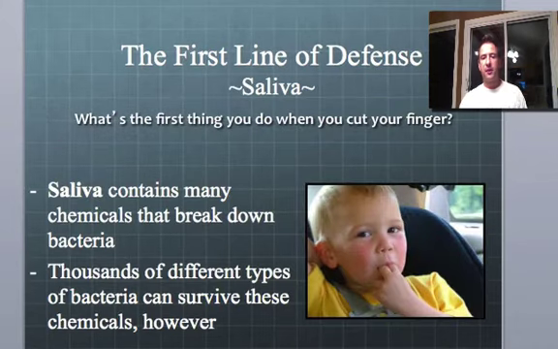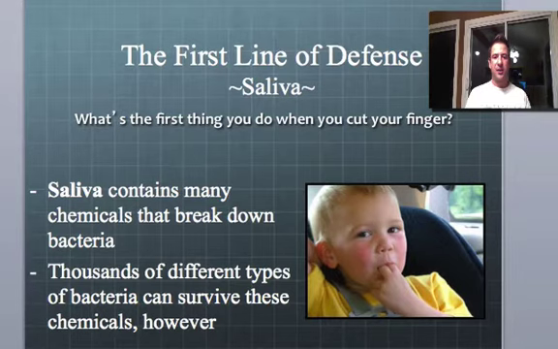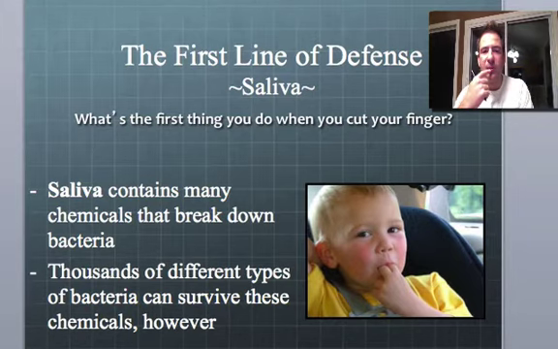Again, with the first line of defense, we have saliva. What's the first thing you do when you cut your finger? Well, you put it in your mouth. I cut it and I suck on it, right? The saliva actually contains many chemicals, and those chemicals are going to break down that bacteria. But we have thousands of different types of bacteria, and they can survive these chemicals. So just because we do that doesn't mean that we're going to necessarily kill that bacteria right off the bat. There's a bunch of different bacteria that can actually survive against those chemicals.